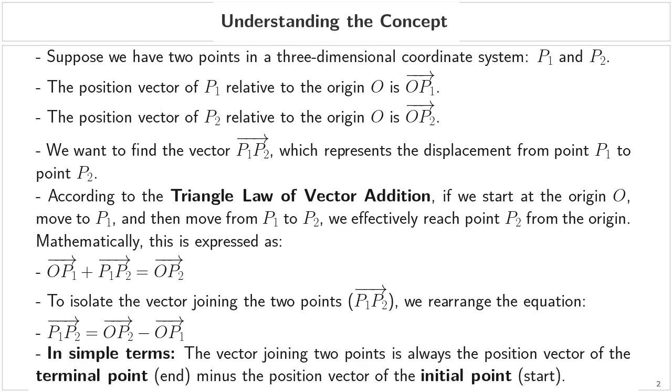To put this in simple terms that you can always rely on, the vector joining any 2 points is always found by taking the position vector of your terminal point, that's your destination or the end, and subtracting the position vector of your initial point, which is your starting point. Now that we've established that we are moving beyond just looking at points relative to the origin, let's dive into the core concept of how to connect any 2 points. In the next slide, we will take this conceptual idea and translate it into a concrete algebraic formula using x, y, and z coordinates.